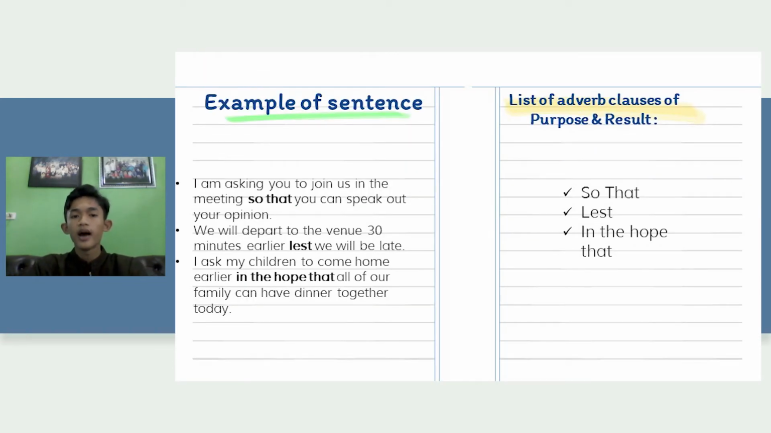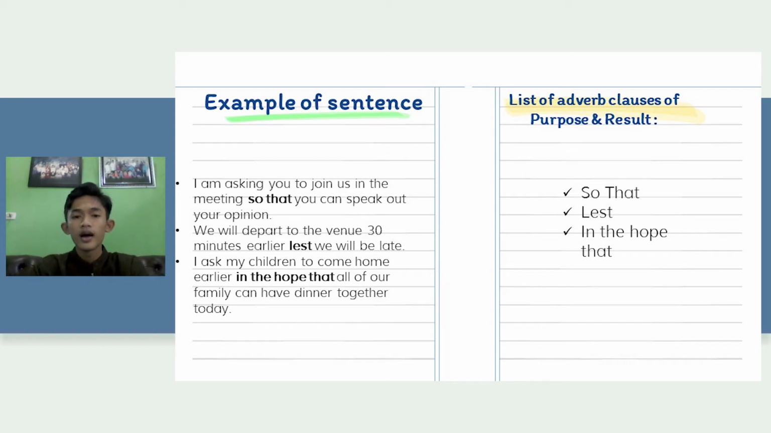Number 1 is I am asking you to join us in the meeting so that you can speak out your opinion. And the meaning is saya mengajakmu untuk bergabung dengan kami dalam rapat ini supaya kamu bisa mengutarakan pendapatmu. Number 2, we will depart to the venue 30 minutes earlier lest we will be late. And the meaning is kita akan berangkat ke tempat 30 menit sebelumnya supaya kita tidak terlambat.